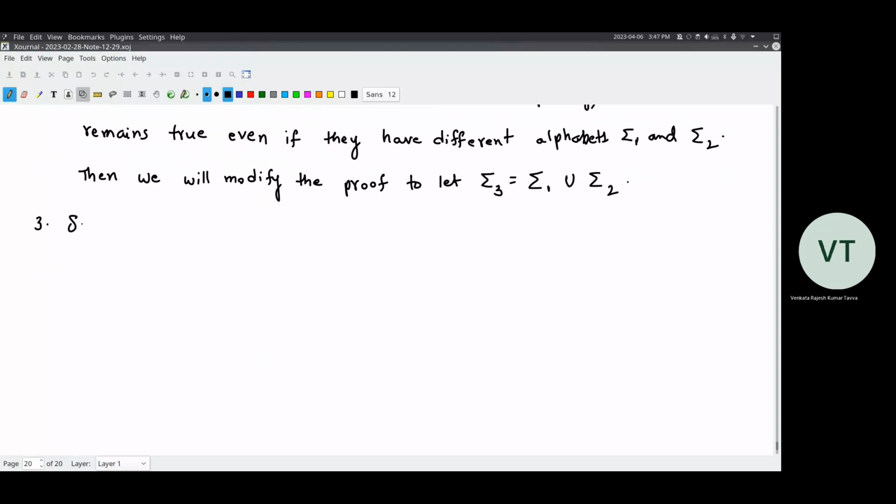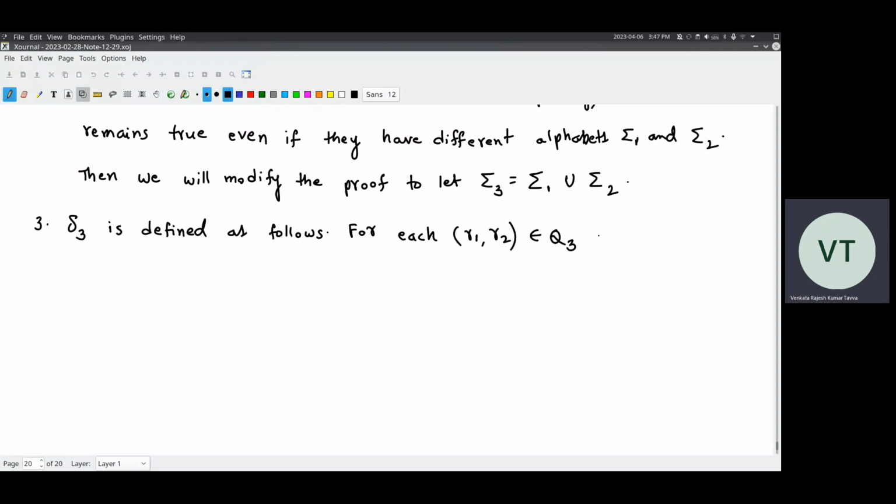Now, delta 3 is defined as follows. For each (R1, R2) belonging to Q3 and each a belonging to sigma, let delta 3 of (R1, R2), comma a equal to, can anyone tell me?